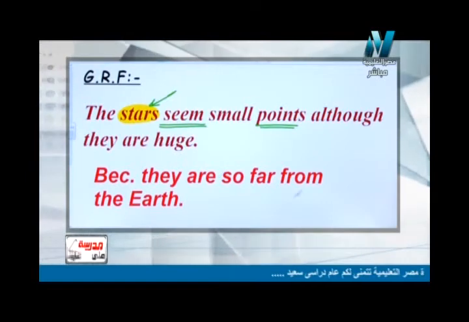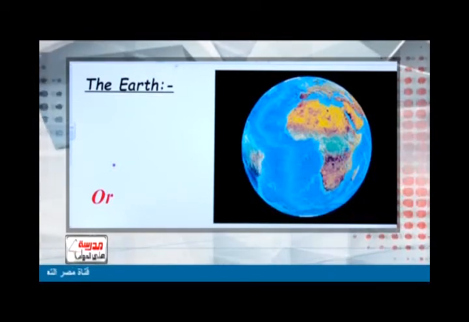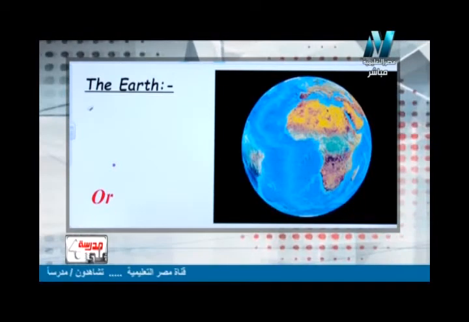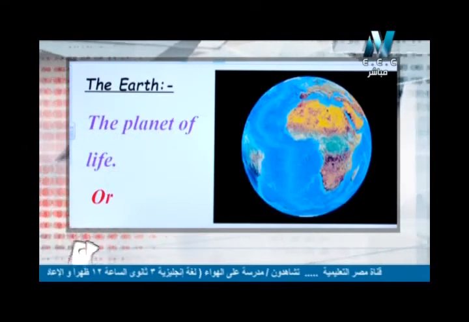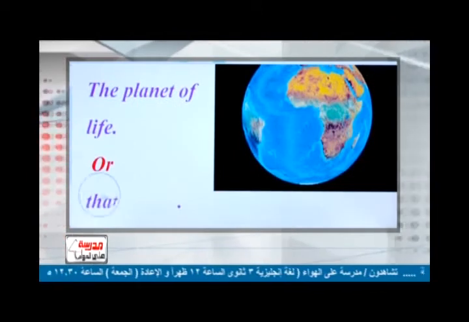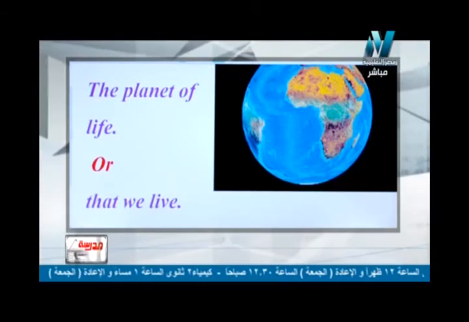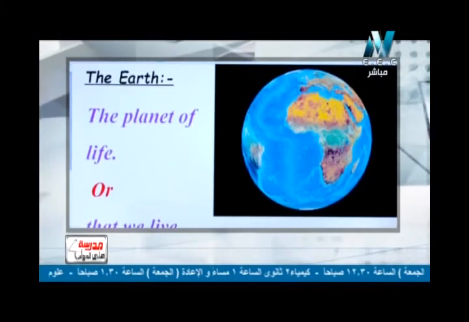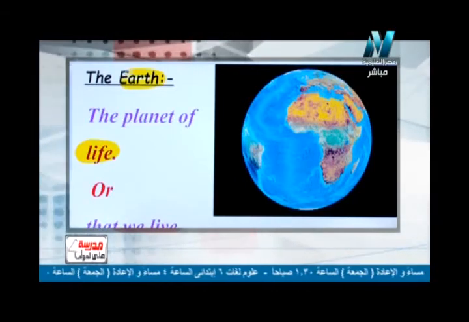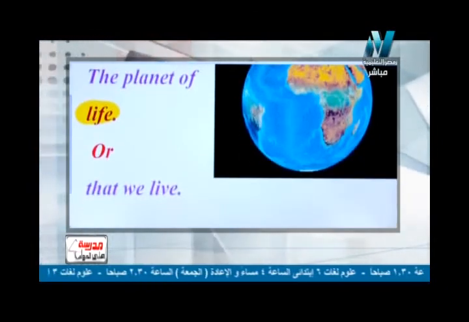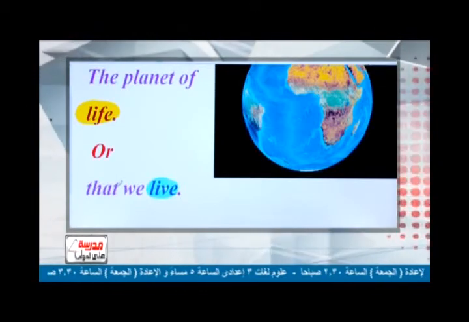We have another point in this lesson, dear students: the earth or the planets. The planets are from the 8 planets rotating around the sun, the planet of life, or the planet that we live in. It may be asked as a scientific term, the planet of life. The only planet till now that contains life is the earth, and the other definition, the planet that we live in, is also the earth.